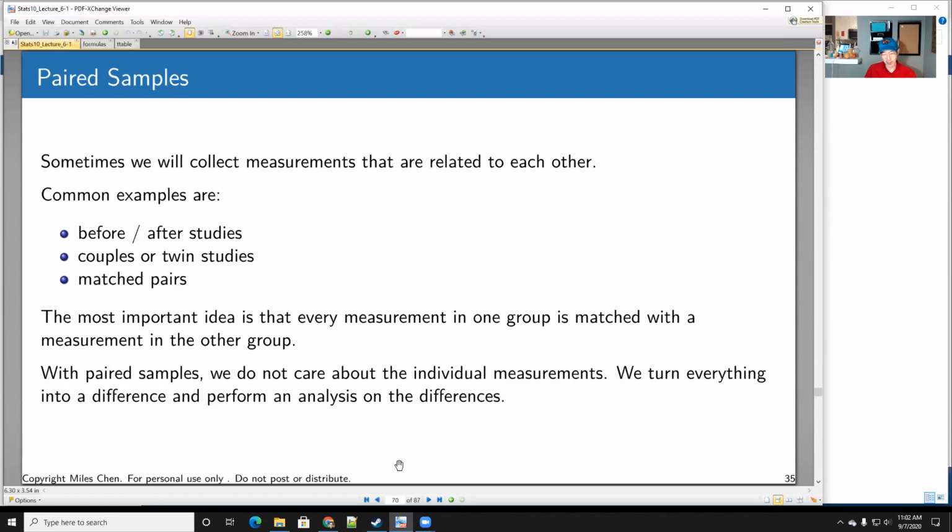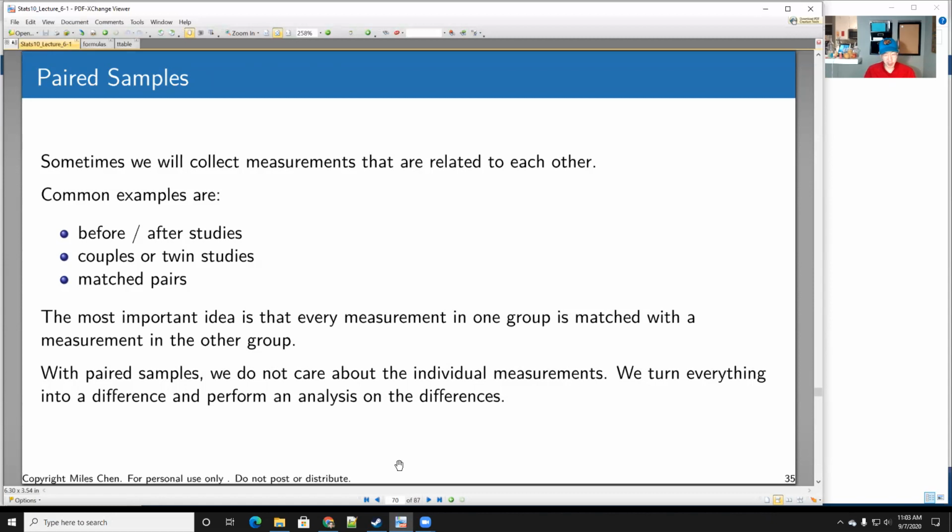Sometimes we'll collect measurements that are related to each other. Common examples are before and after studies, couple or twin studies, or matched pairs. You might take measurements before something and then measurements after. For example, what is your blood pressure at the start, then we have you exercise every day for 6 weeks, and we ask, did that lower your blood pressure? And we take an after measurement. Or you could ask couples: you ask person one how they feel about this, and you ask their partner. Or you have twins, and you take a measurement on one person and on the other twin.